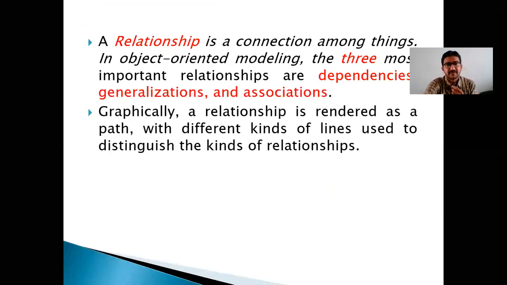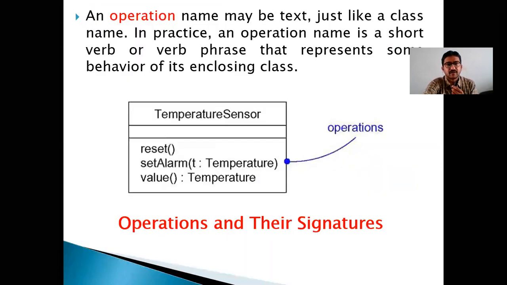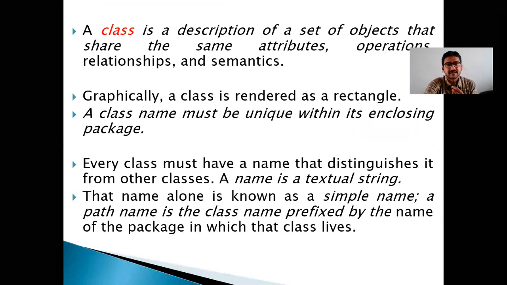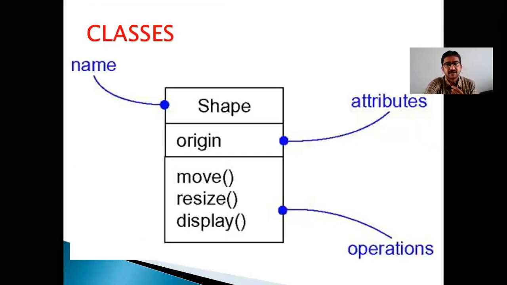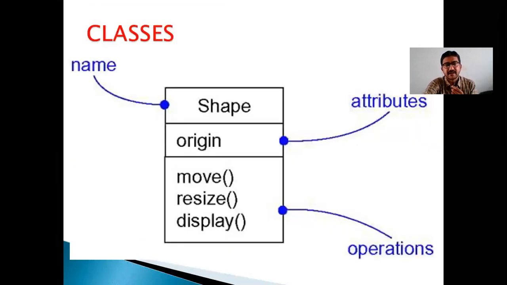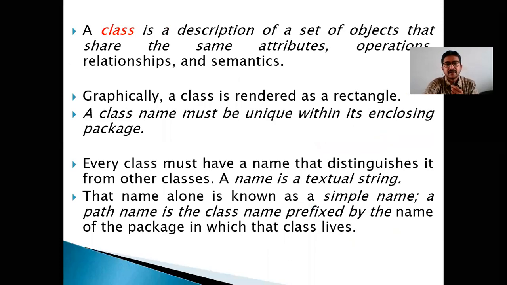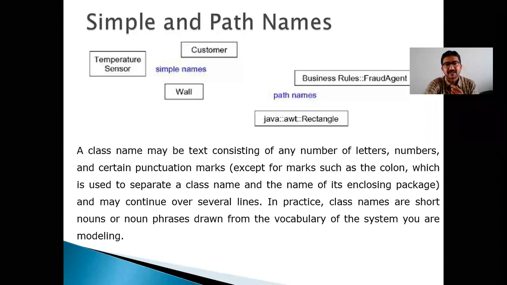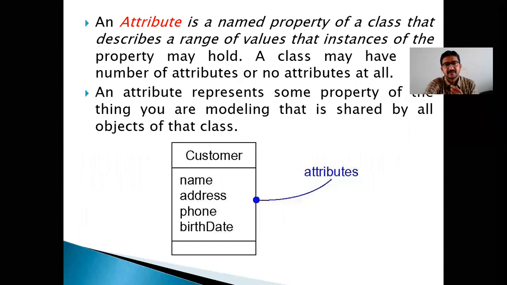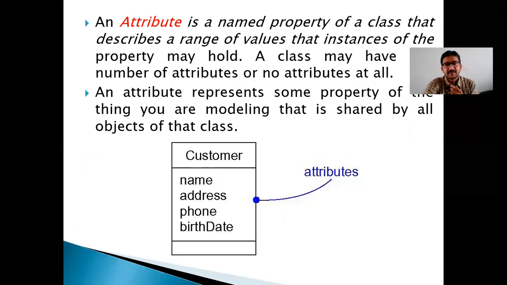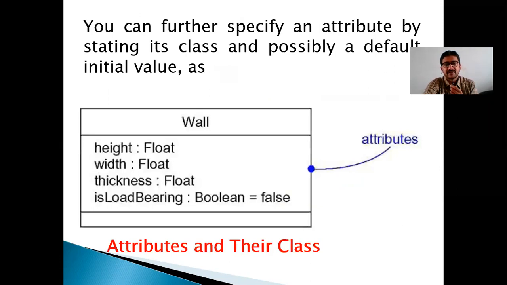a simple revision part for you. Yesterday we talked about a class consisting of three parts: the name of the class, attributes, and operations. Followed by that, we discussed how a class name can be a simple name or a path name. Also, we talked about attributes. Attributes can be defined directly with the name or with their class.